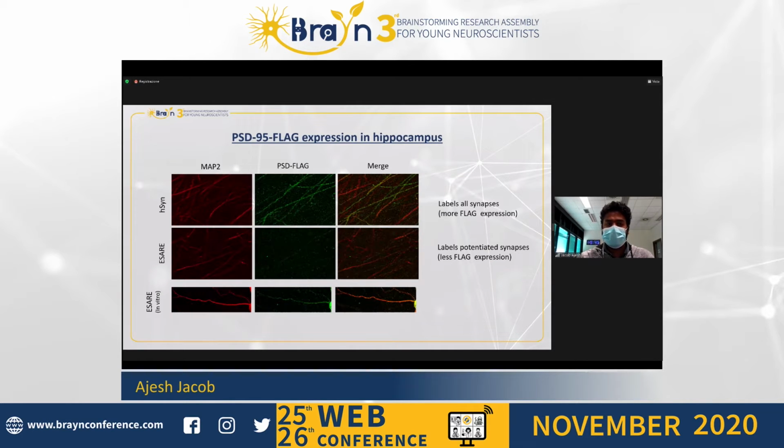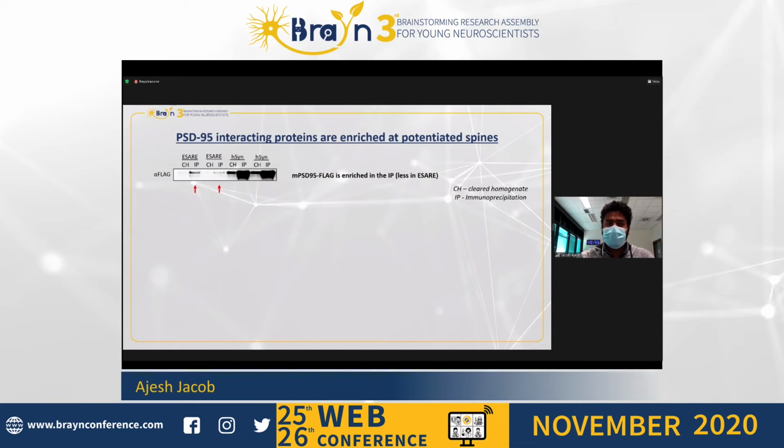Immunostaining the mouse brain injected with the HSYN and ESAIR, we saw PSD flag expression. In the case of HSYN, we saw many PSD flag puncta, whereas in ESAIR, the puncta number was less. This is in agreement with what I explained before, because in the HSYN, PSD flag is expressed in all synapses, and in ESAIR, it is expressed only in the potentiated synapses. We were able to immunoprecipitate PSD flag in both ESAIR and HSYN conditions. In agreement with the images that I showed before, PSD flag was expressed less in the ESAIR.